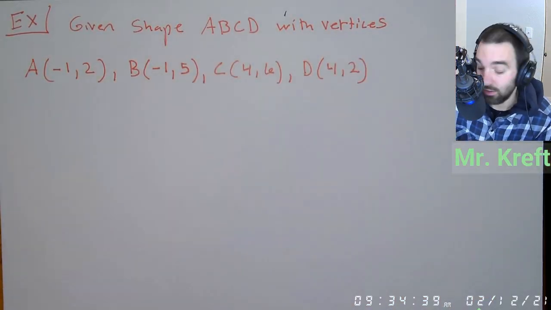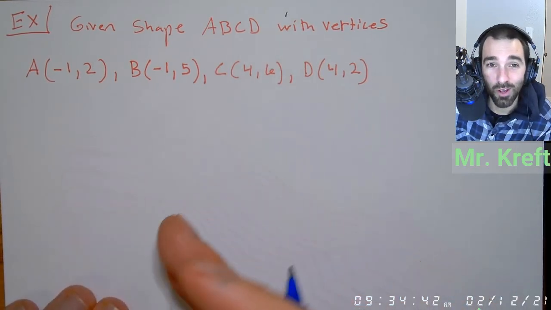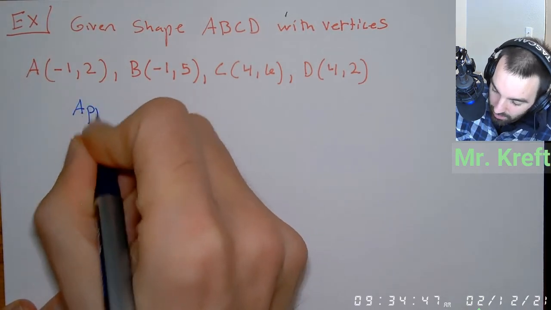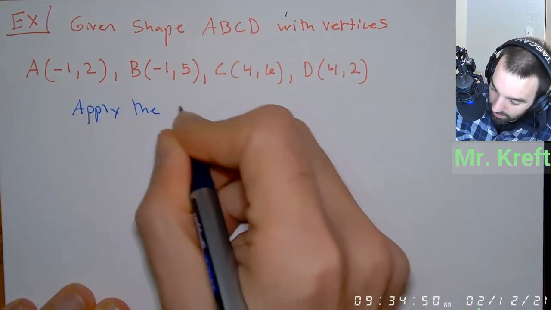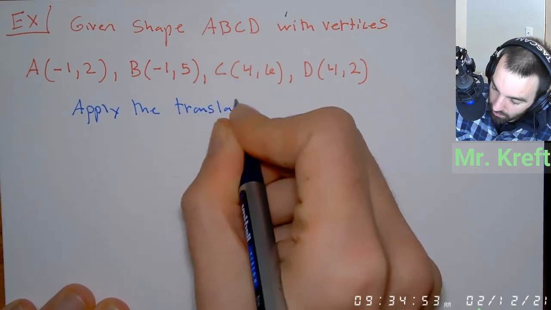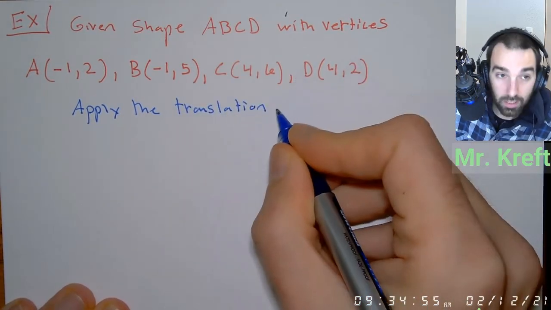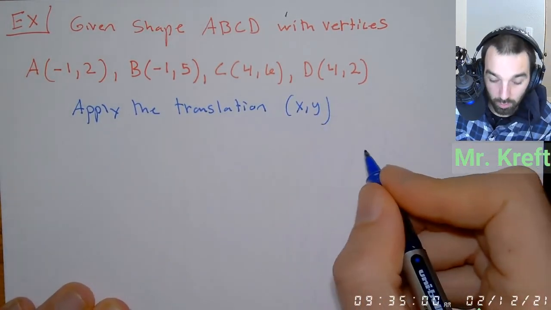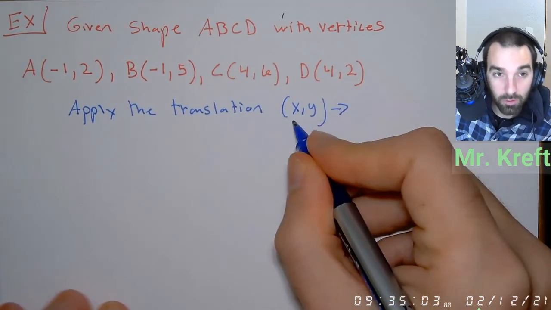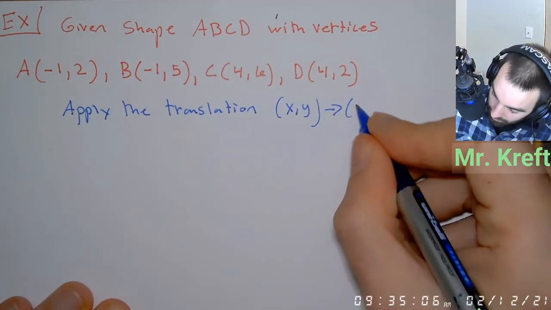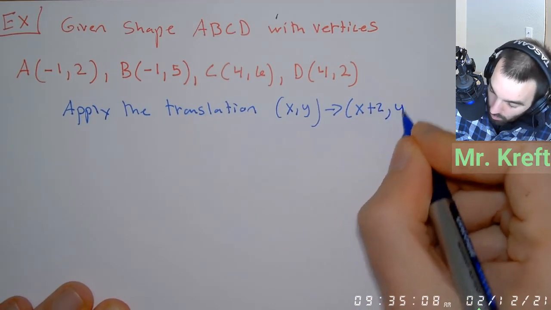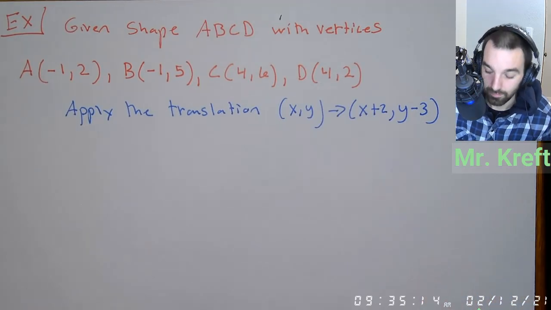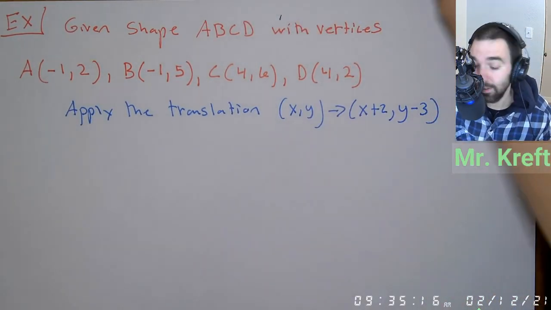And what we're going to do is focus on without graph paper, because we don't have graph paper. We're going to apply the translation, and I'm going to have point x, y such that every point goes to x plus 2 and y minus 3. Okay, so there is our problem.